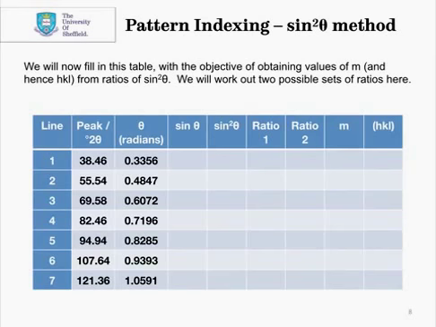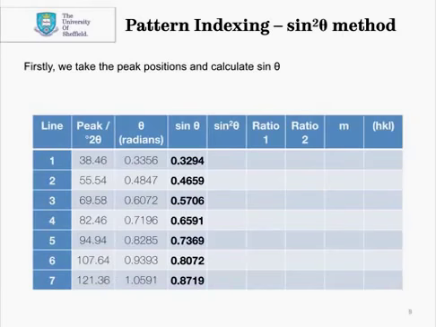We've got the peak positions in 2 theta. I've then filled in the theta position in radians. To get from 2 theta to the theta in radians, we have to first divide the 2 theta values by 2 to give theta, and then convert them to radians using the equation we saw a minute ago. So for example, the peak at 38.46 becomes theta of 0.3356 in radians. The next step is then just to simply take the sine of that theta in radians. So sine theta for our peak at 38.46 becomes 0.3294, and so on.